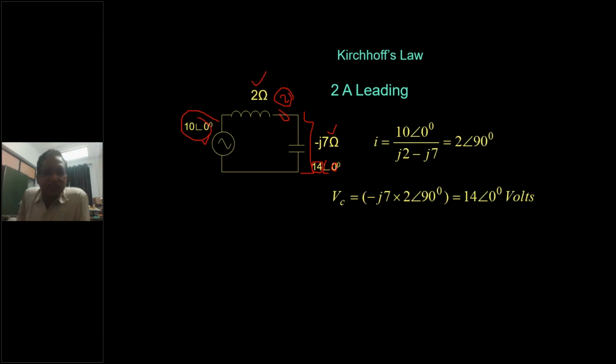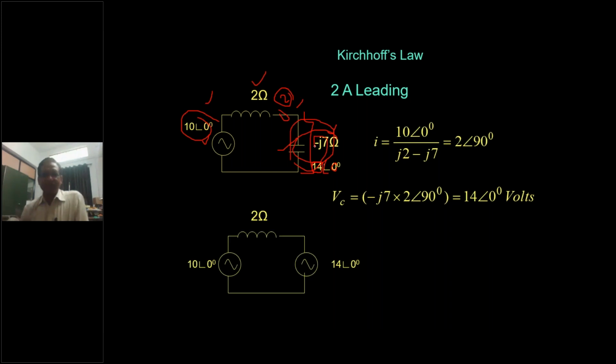So what is the conclusion here? The supply voltage is less. The voltage across the capacitor is more than the supply voltage, that is one thing, and the current is leading. Now if I replace this capacitor by some other means, for example another source, 14 at an angle 0, while the supply voltage is 10 at an angle 0, then this current will be similar.